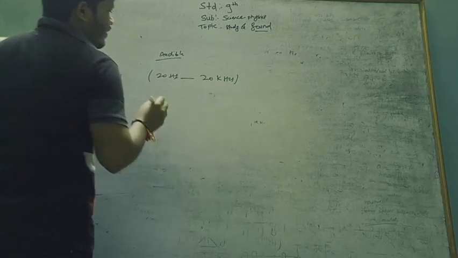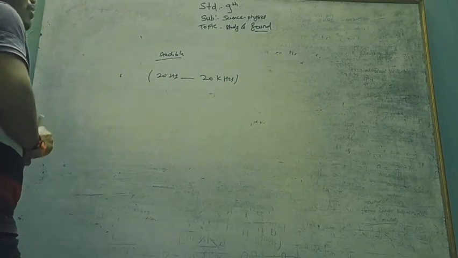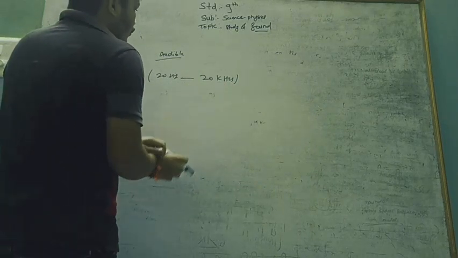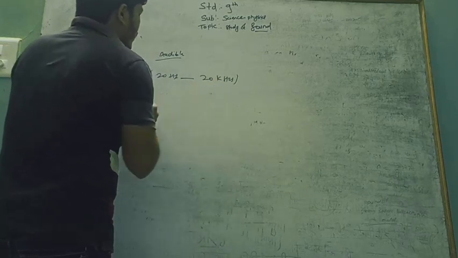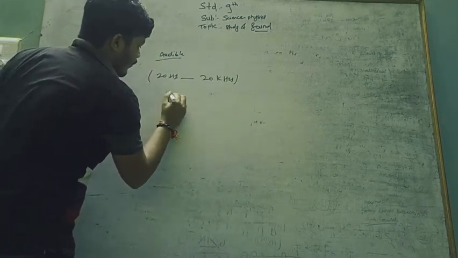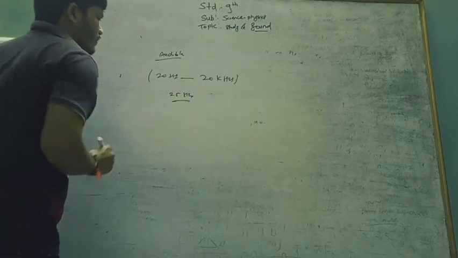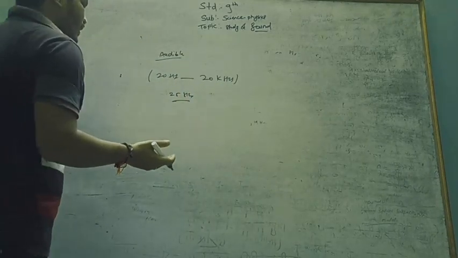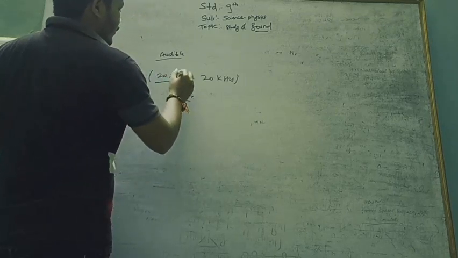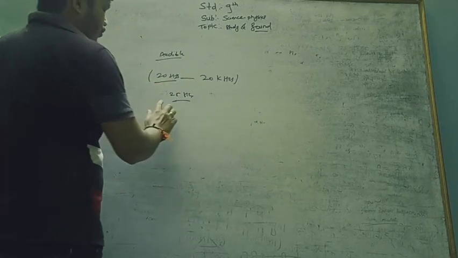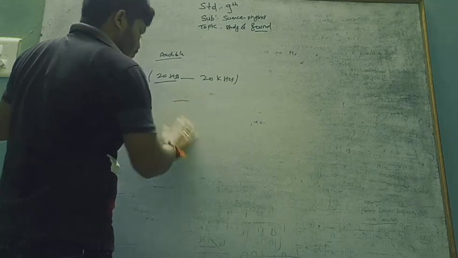Okay, 20 hertz to 20 kilohertz is nothing but the audible frequency. It means the sound waves present between these two limits are audible. If the sound is of 25 hertz, then absolutely we are able to hear this sound. Why? Because the audible frequency is 20 hertz to 20 kilohertz. So the sound of 25 hertz can be easily audible to our ears.